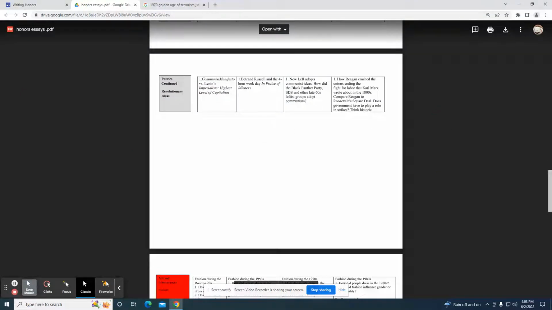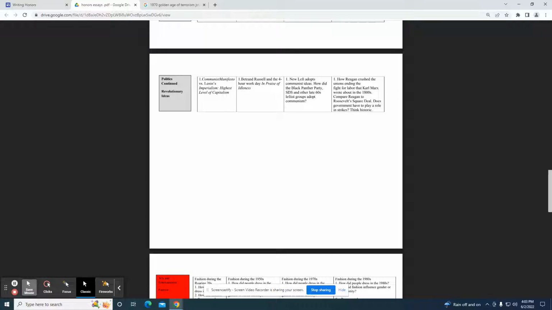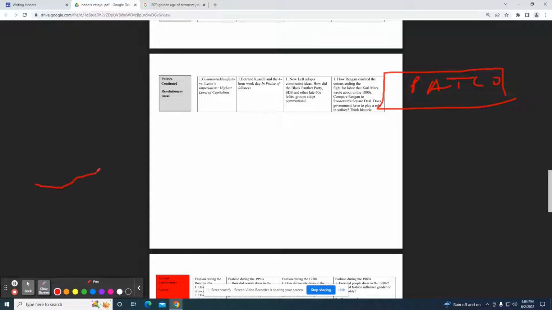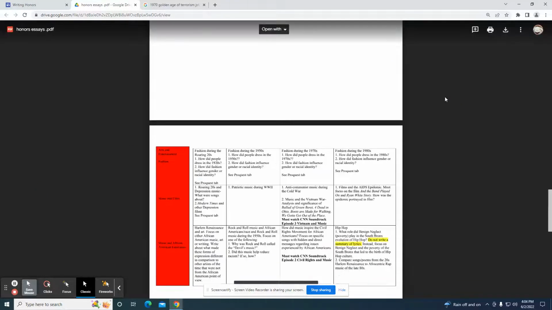How Reagan crushed the unions, ending the fight for labor that Karl Marx wrote about in the 1800s. So this one, you want to look at the PATCO strike and how Reagan resolved the PATCO strike and what he did that acted as a starting point for the decline of union membership. Union membership in the 1920s is going down. 1930s, it starts to go up. They experience a golden age. And then by the time you get to like the 80s, you start to see this decline emerge. What was significant about the PATCO strike and Reagan's solution to that?